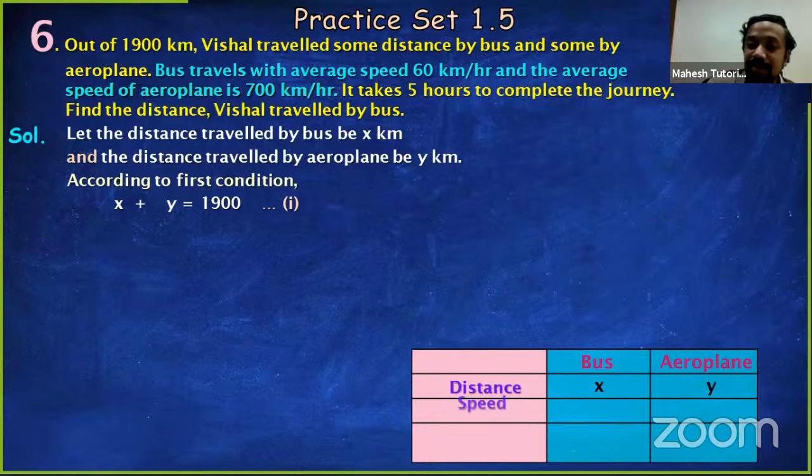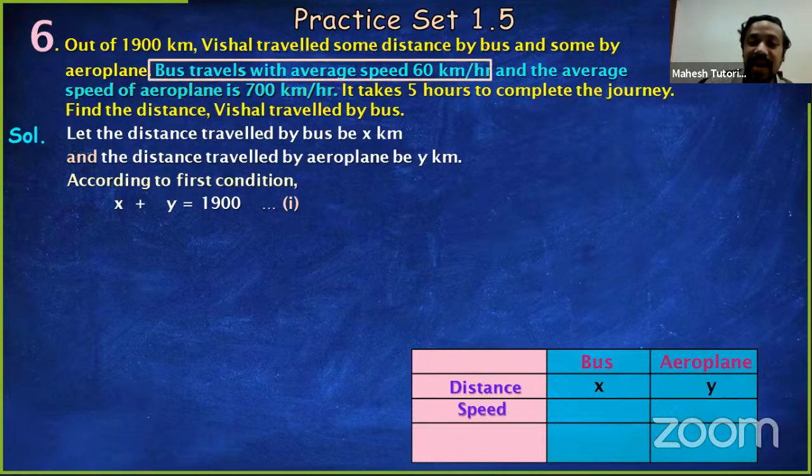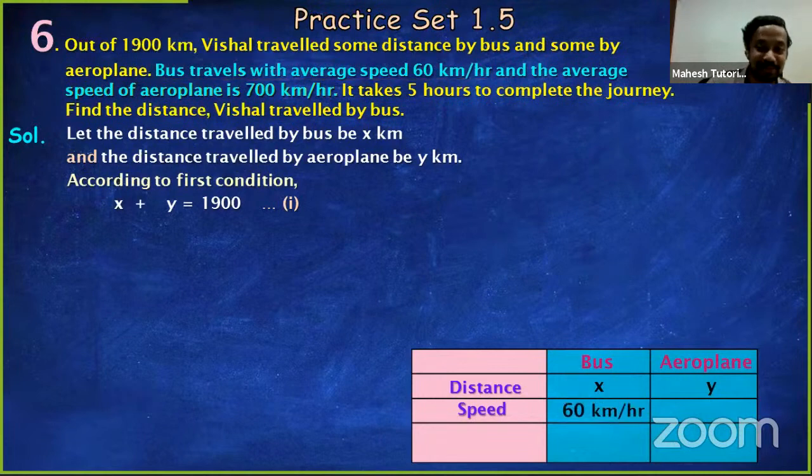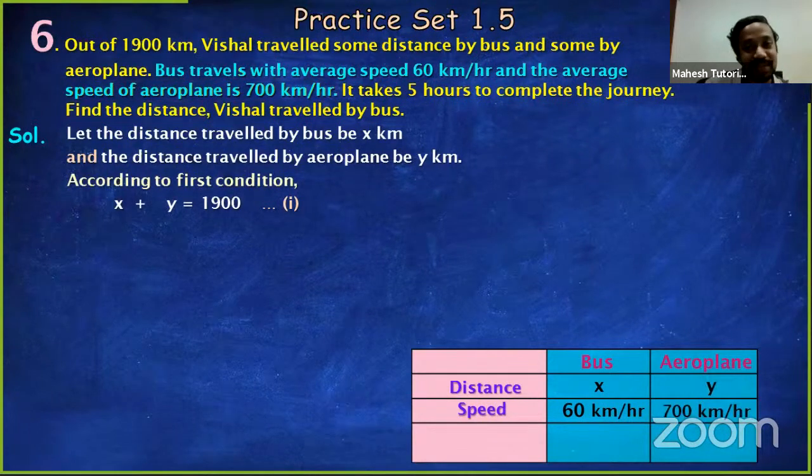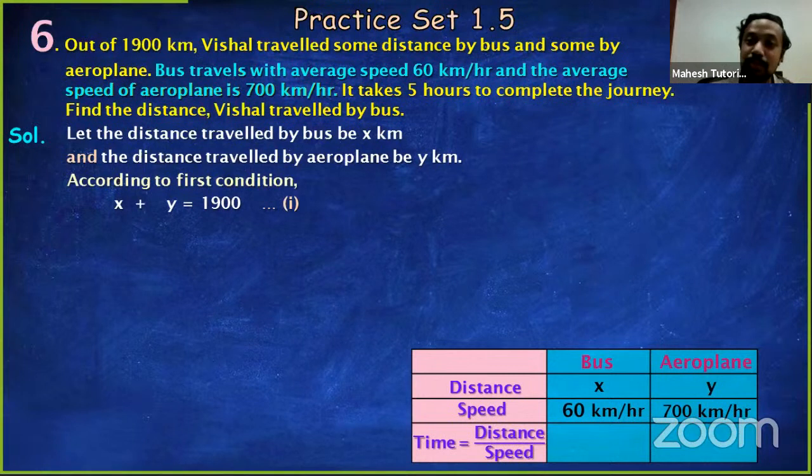Taking the second parameter, speed. In the highlighted portion in the question, we can clearly see that the bus is traveling with an average speed of how many kilometers per hour? 60 kilometers per hour. The aeroplane is traveling with a speed of how many kilometers per hour? Absolutely correct, 700 kilometers per hour. So students, distance is done, speed is done. What are we left with? The time. And we know that the formula for time is equal to distance upon speed.